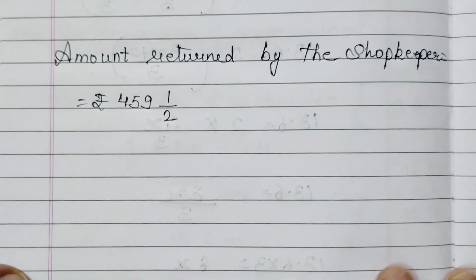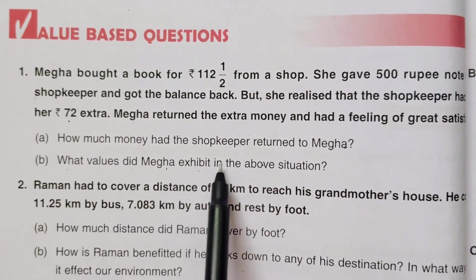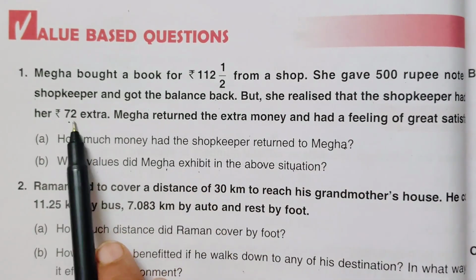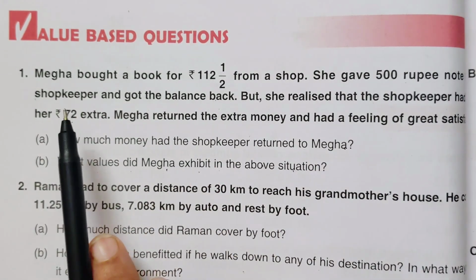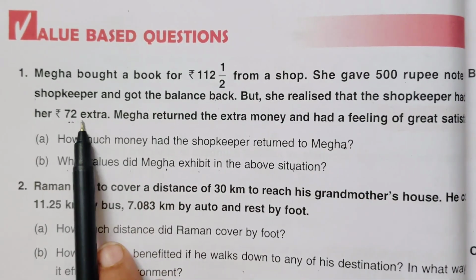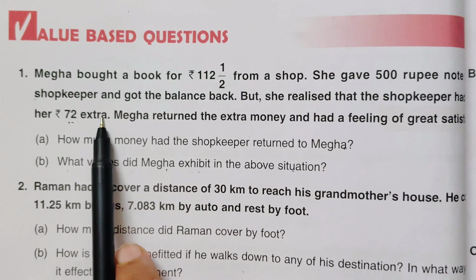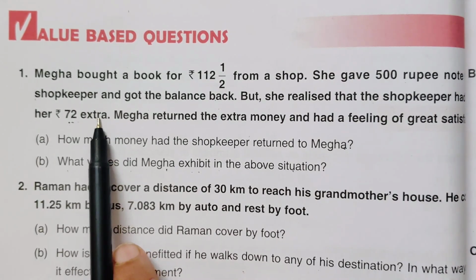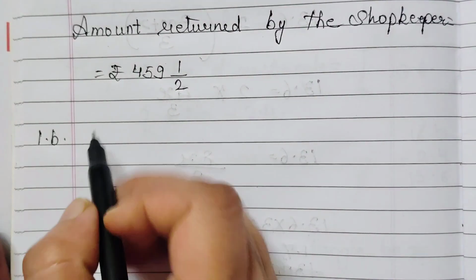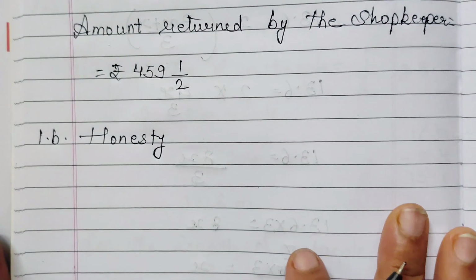Okay, and now the next question. What values did Megha exhibit in the above situation? We see the situation that the shopkeeper had given 72 rupees extra. So she returned it. She told the shopkeeper that it was extra. So this is the value of honesty she has. Honestly, she returned the extra amount. So we'll write: 1.B, the answer is the value of honesty Megha exhibits.